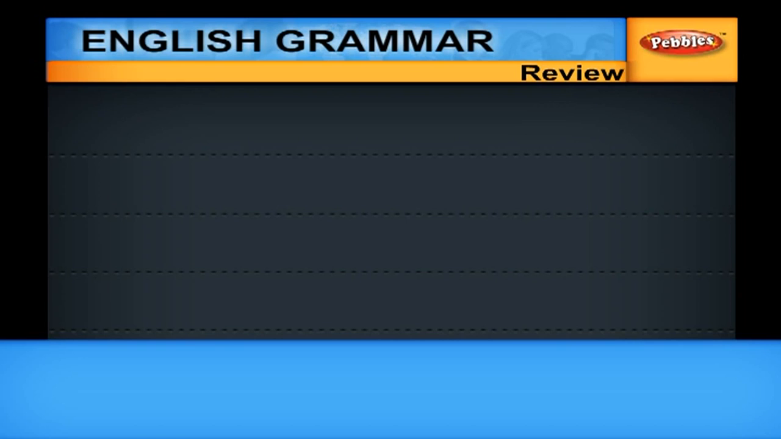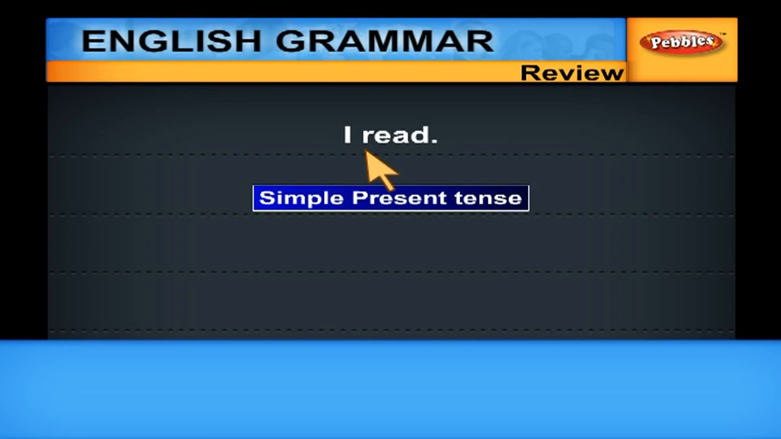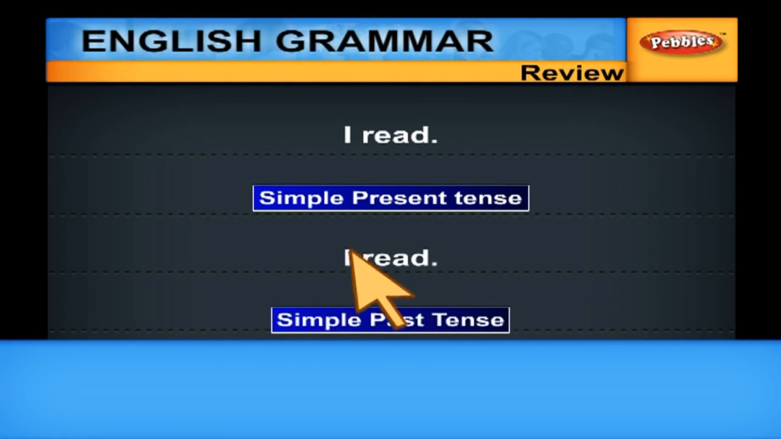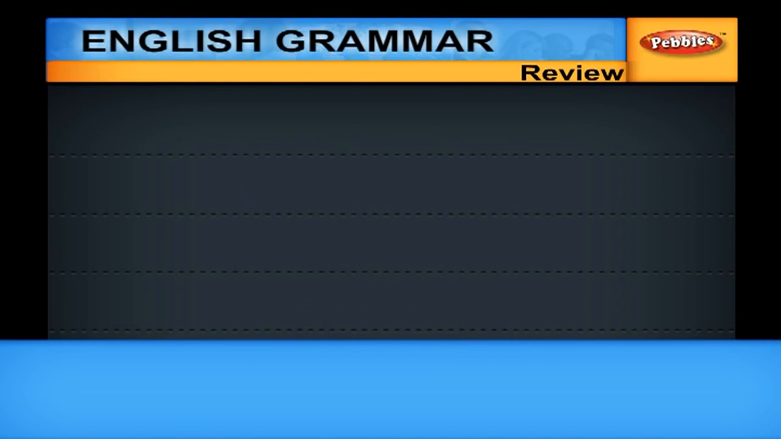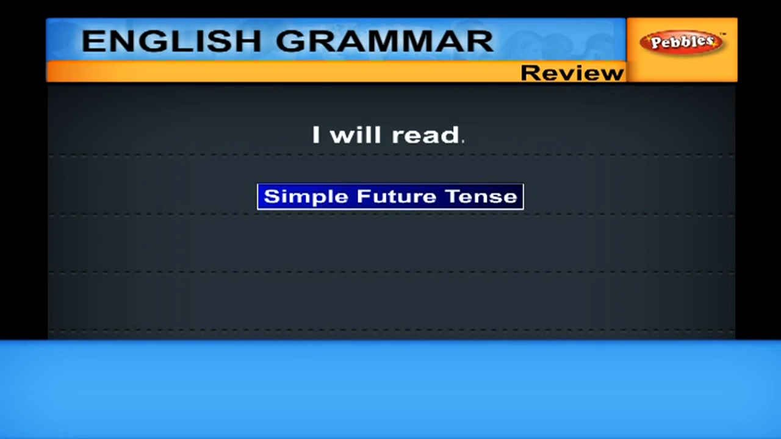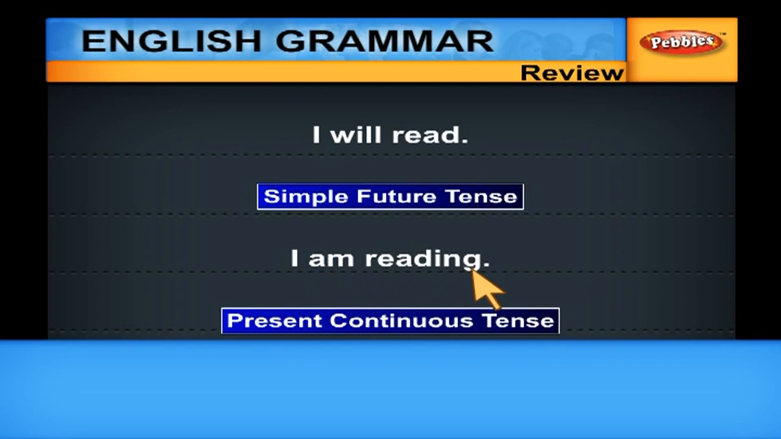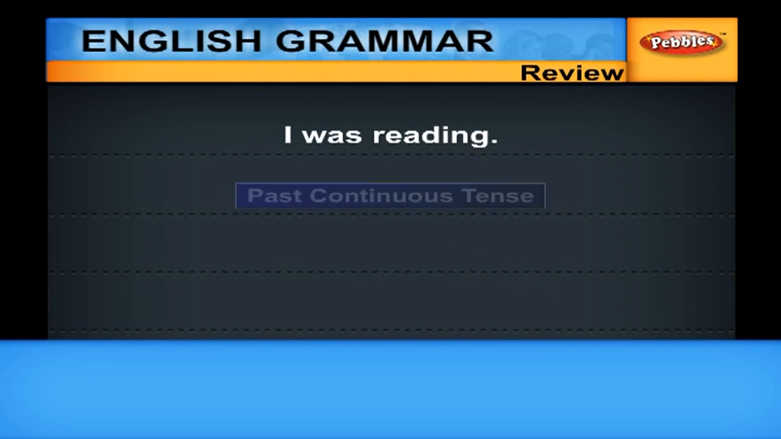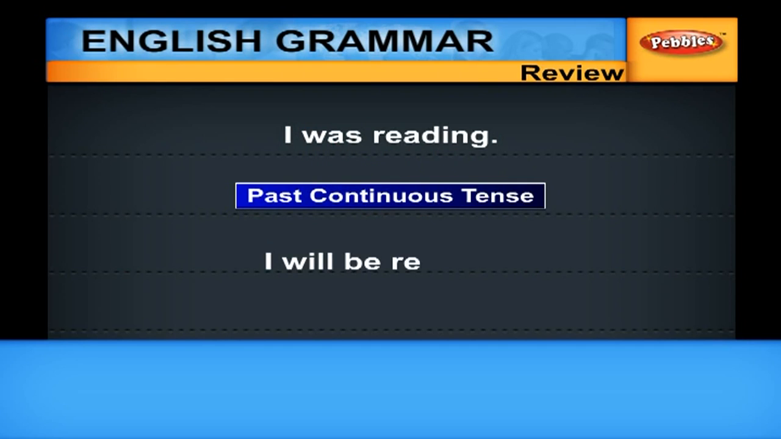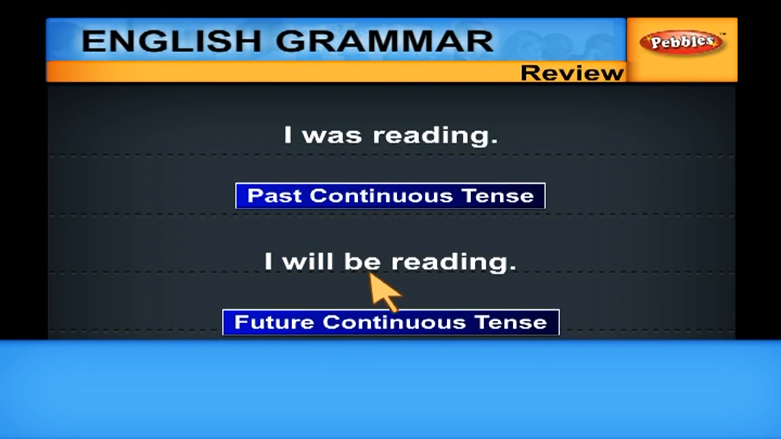You put it in the other way. I read. That is simple present tense without any doubt. I read. Simple past. What will be the future tense? You tell me. I will read. Yes. I am reading. That is present continuous. I was reading. Past continuous. I will be reading. Future continuous.